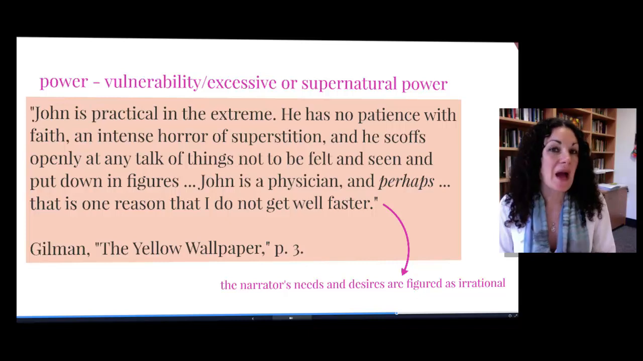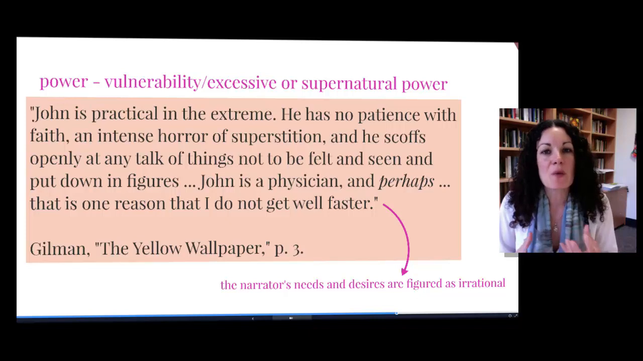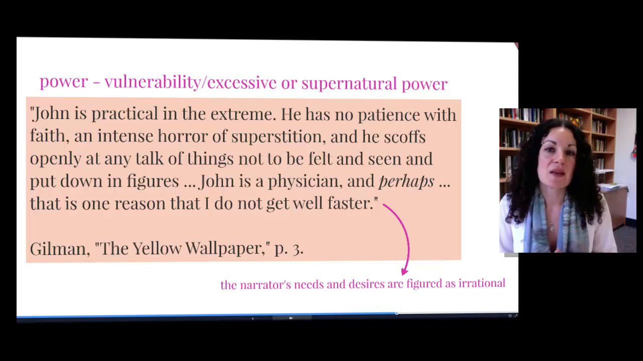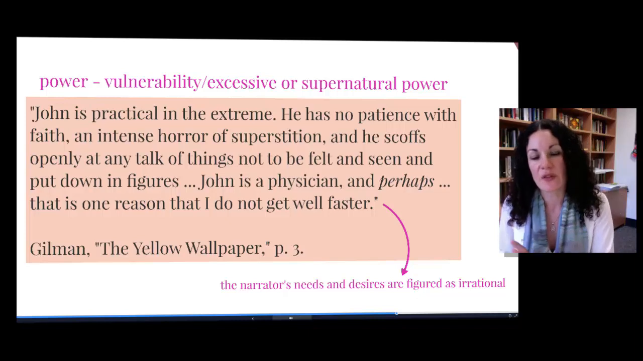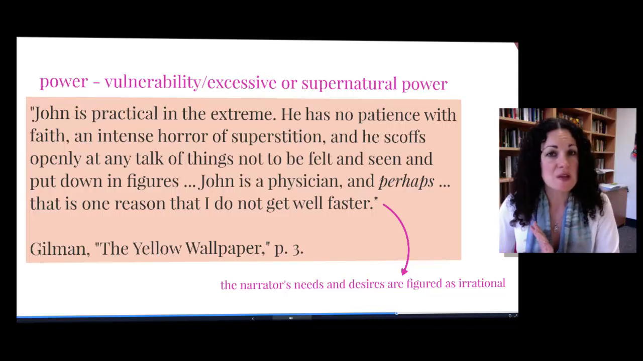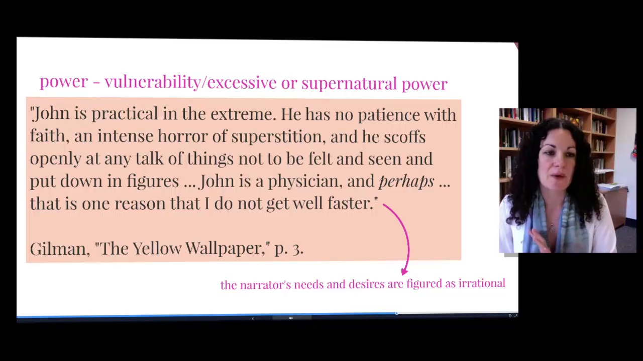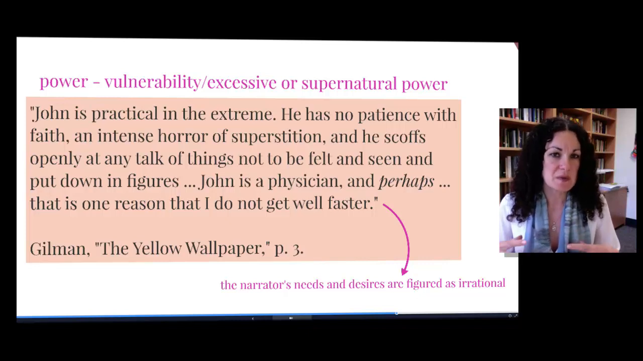talked quite a bit about power. And many literary critics would see kind of power battles as a key part or a core function of Gothic texts. And we often see that playing out in terms of vulnerability on the one hand, and then on the other hand, a kind of excessive or sometimes a kind of supernatural power. And certainly in the story, there's an imbalance of power. The woman seems particularly vulnerable. And John, her husband, seems to have an excessive amount of power over her.